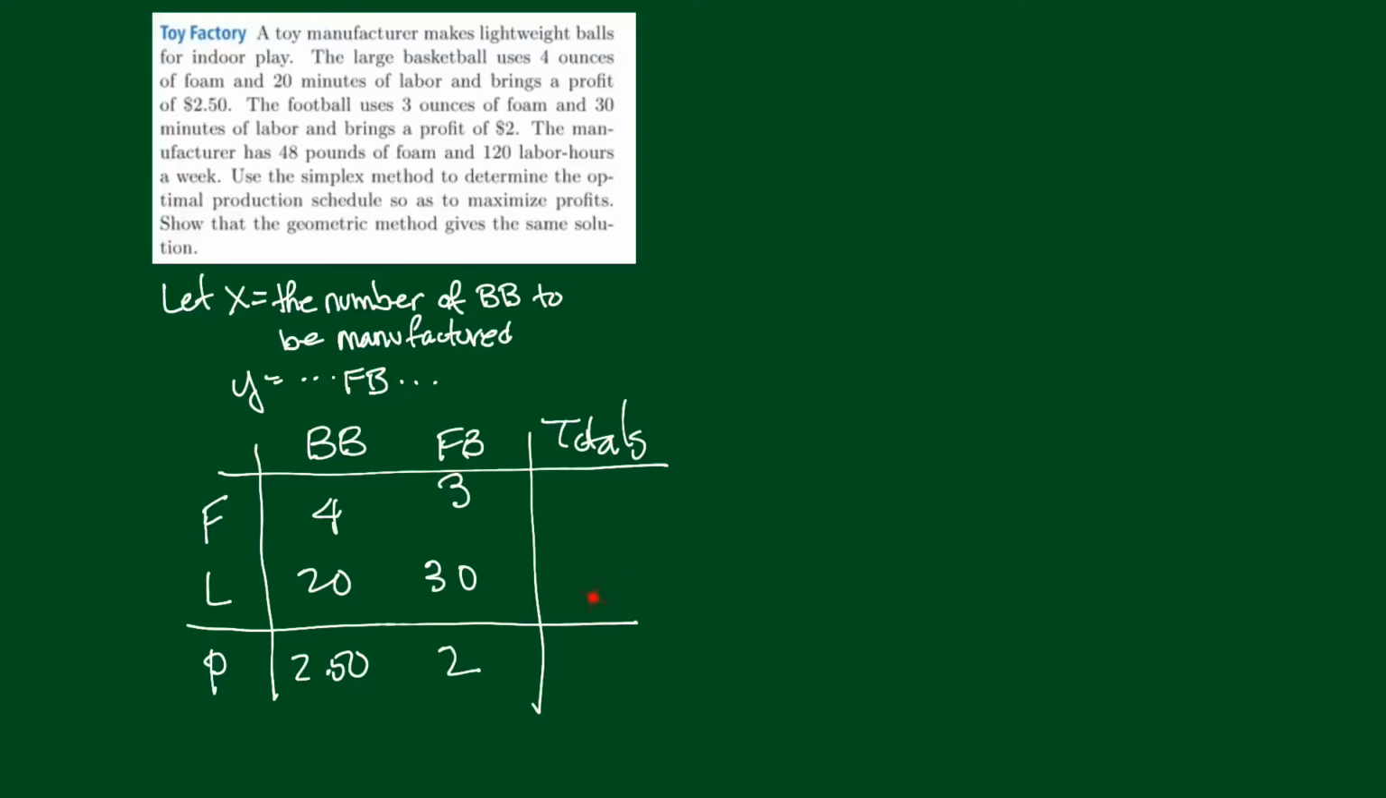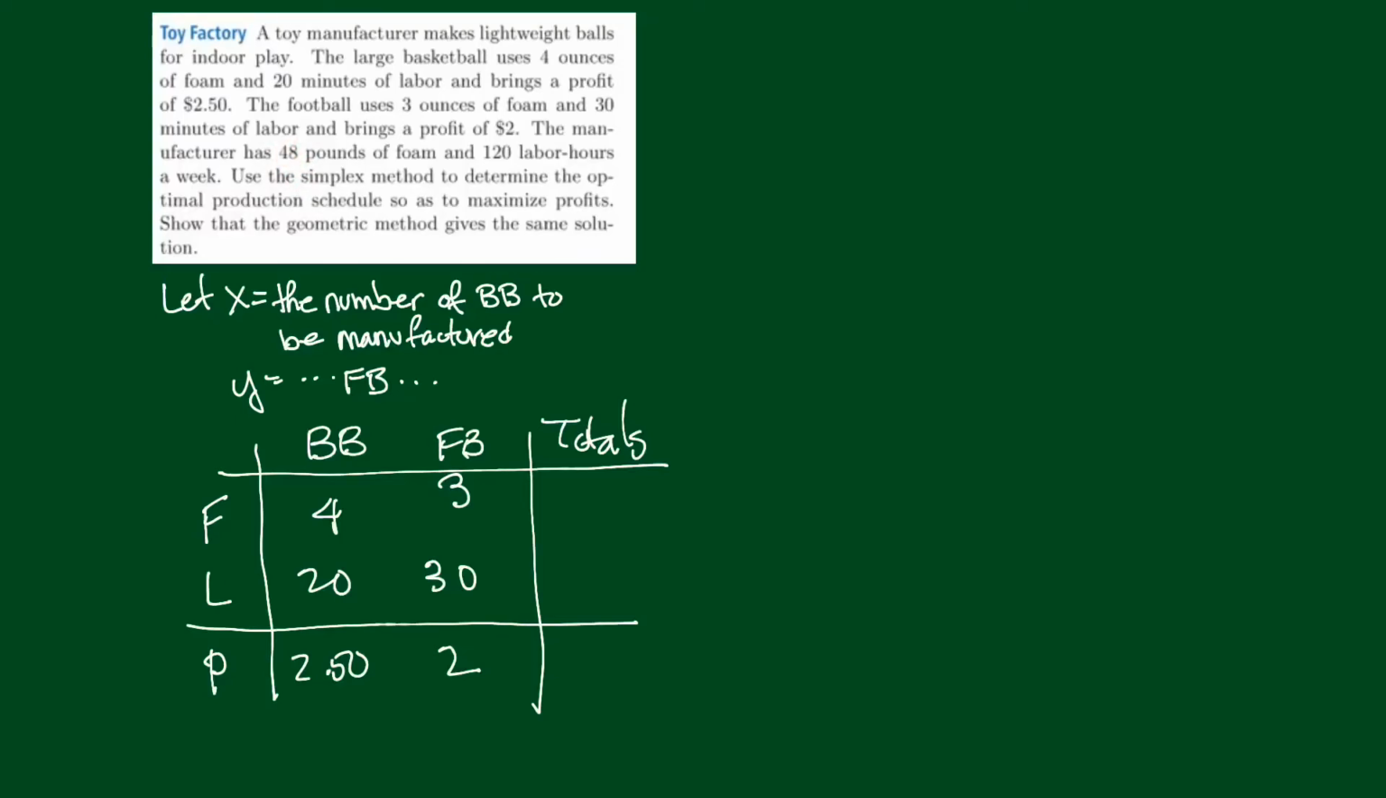Now what about our totals? How much do we have available? So it says, let's see, here it is. The manufacturer has 48 pounds of foam available. Oh, okay. We need to be careful here. You see what's going on? A little bit tricky, I think. They're giving us ounces, but then they tell us we have pounds. So we need to convert ounces to pounds. So we have 48 pounds of foam available.